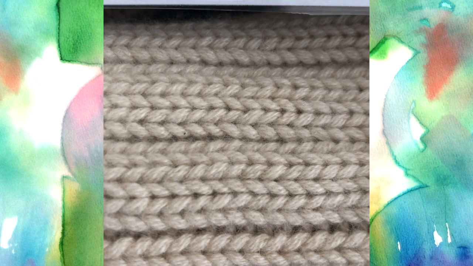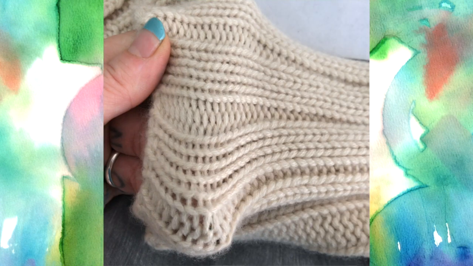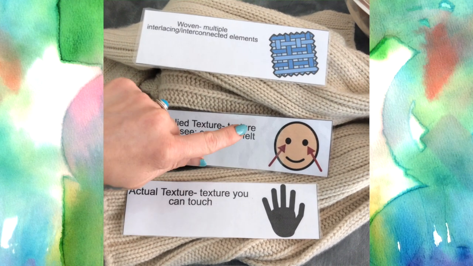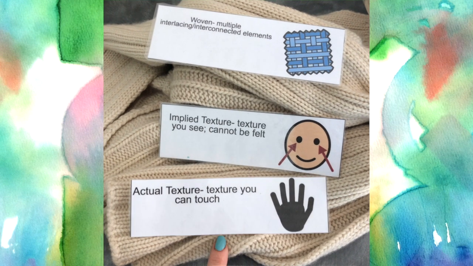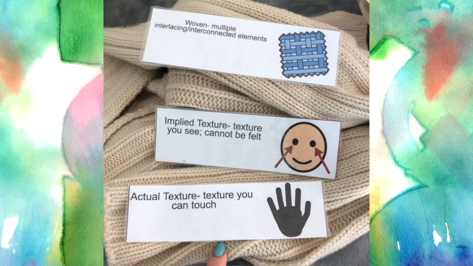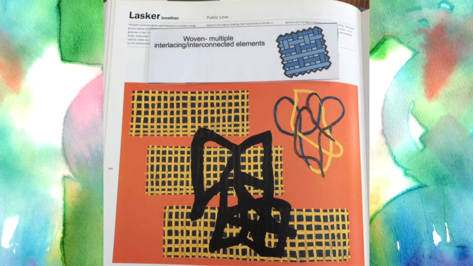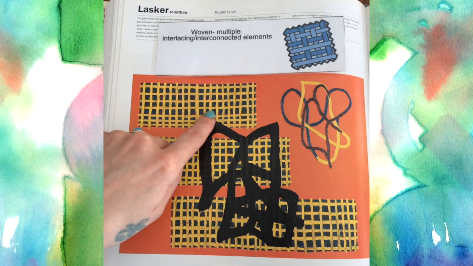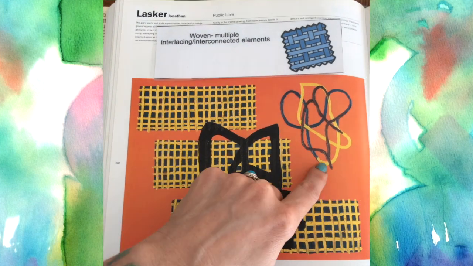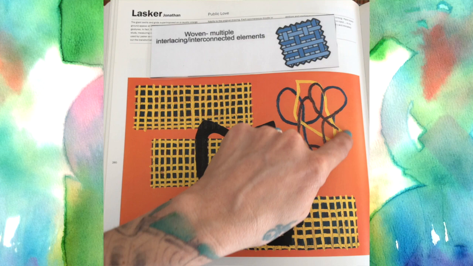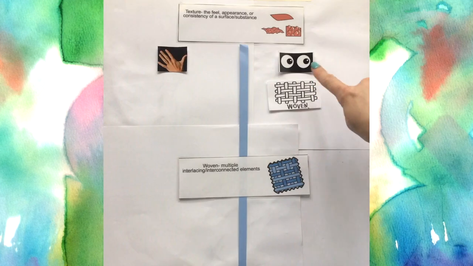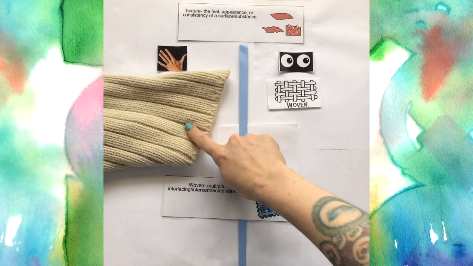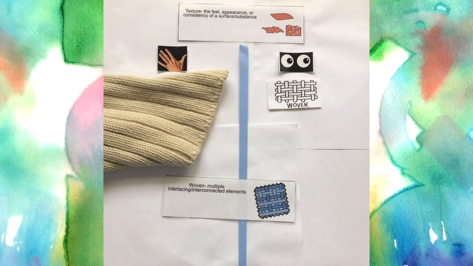Woven texture is multiple interlacing or interconnected elements, like this scarf. But is it actual or implied texture? It's actual. I can feel this texture. It's woven and soft. Jonathan Lasker's painting Public Love from 1990 appears to look woven. It has interconnected elements such as these lines. These textures appear to look woven, not like the scarf that is actual texture that you can feel.